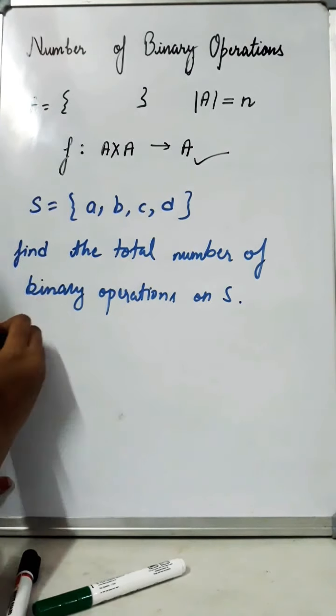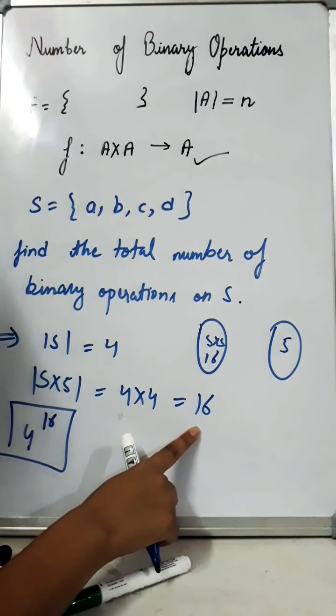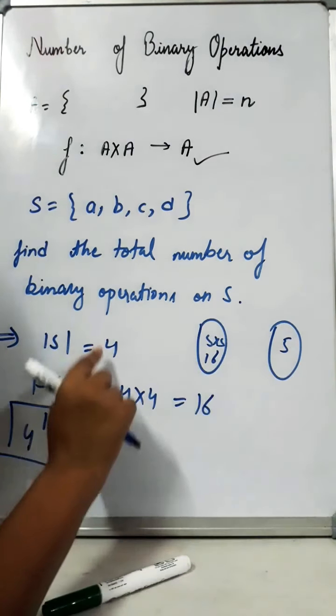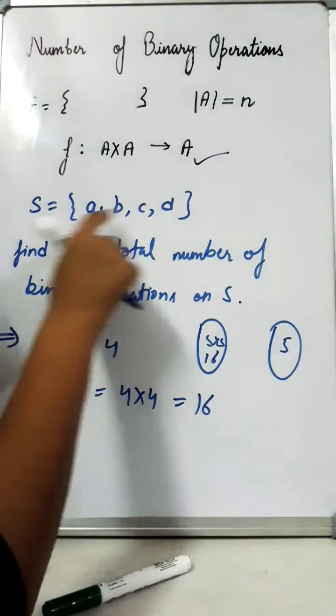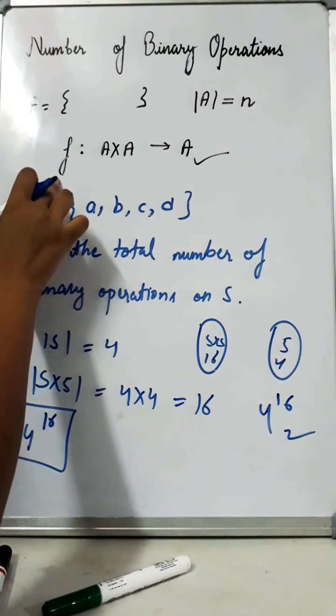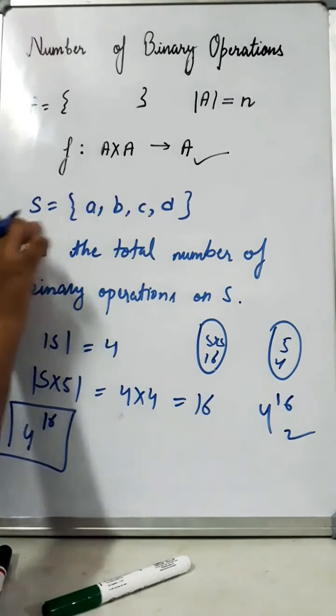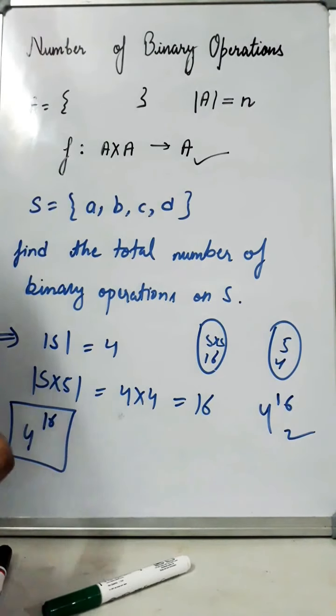How? Your binary operation is a function mapped from S cross S to S. S cross S means 4 into 4, so the cardinality of S cross S is 16, and the total number of elements in the set S is 4. So obviously the total number of functions is going to be 4 to the power 16. This is the total number of binary operations, because a binary operation is ultimately a function mapped from S cross S to S. So it's very easy to do.